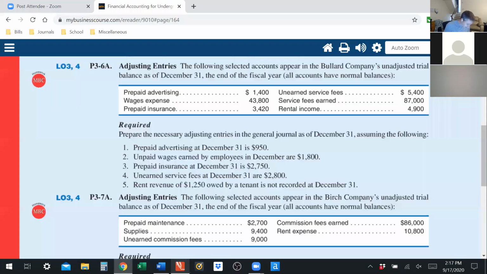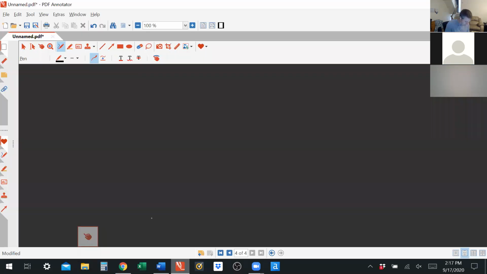Prepaid insurance at December 31st is $2,750. This is just like the prepaid advertising. Oh, I didn't do the second one, I'm sorry. Unpaid wages that have been earned by our employees in December are $1,800. We owe our employees wages, so we have wages payable, and we've derived the benefit from them working for us, so we've incurred the expense. Debit wages expense, credit wages payable.